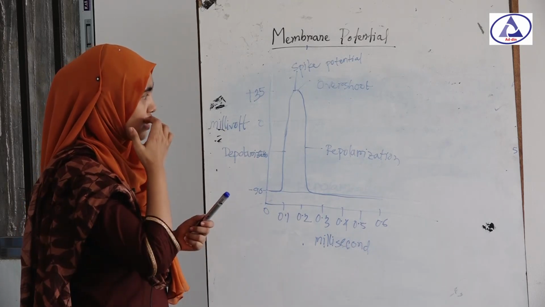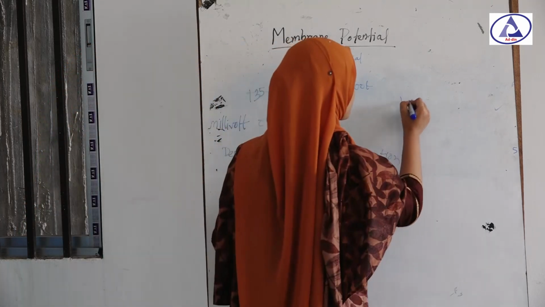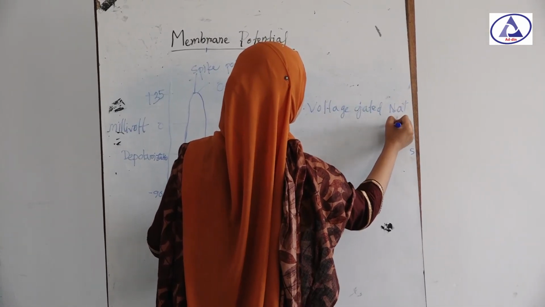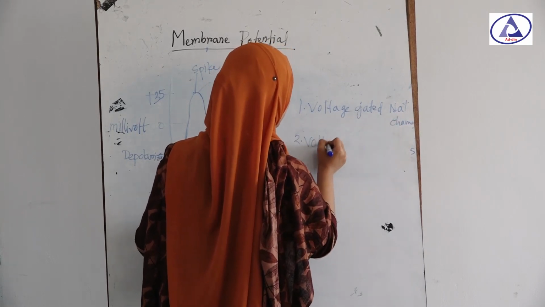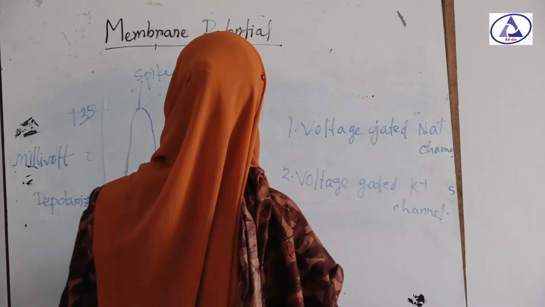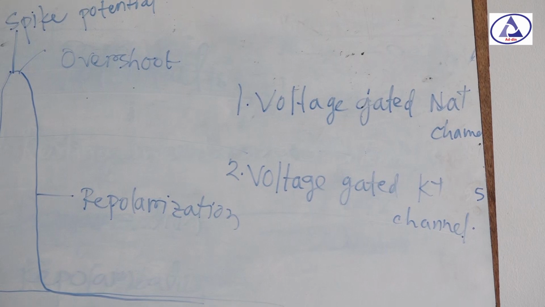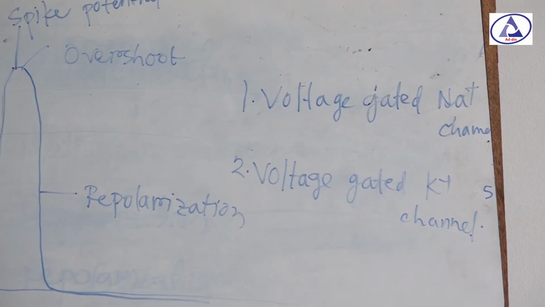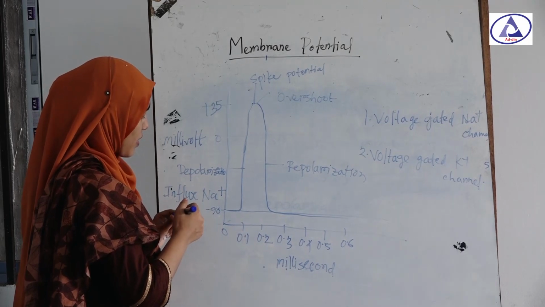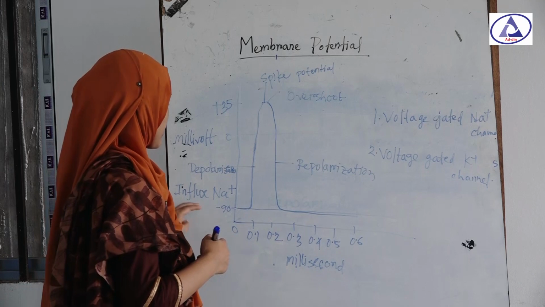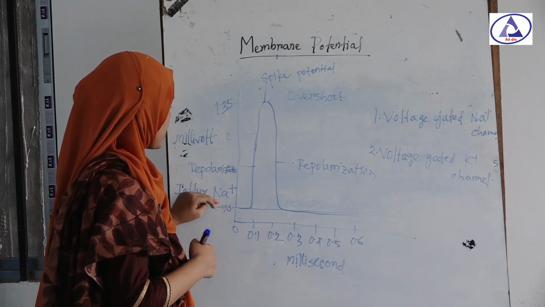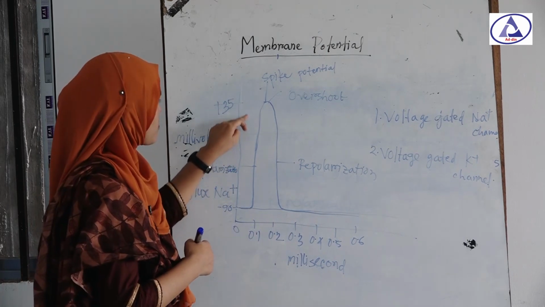To learn depolarization and repolarization, we have to know two channels. One is voltage gated sodium channel. Another is voltage gated potassium channel. When the voltage gated sodium channel opens, there is influx of sodium ion inside the cell. So influx of sodium ion will increase the positive charge inside the cell, or across the membrane. When the positive charge is increasing inside, from negative it will go upward towards positive.